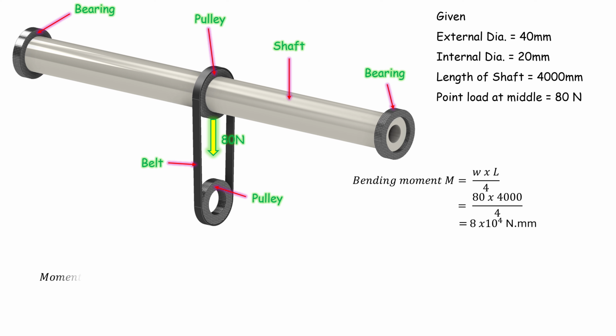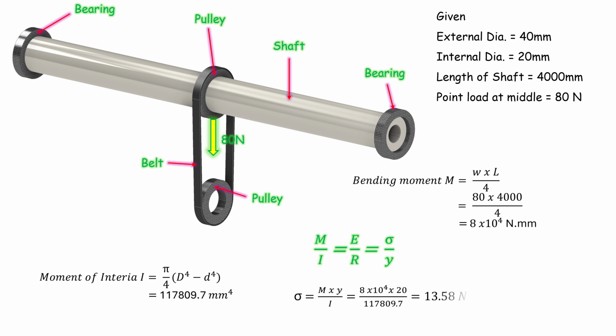Moment of inertia of a hollow shaft can be given by pi by 64 into OD raised to 4 minus ID raised to 4, which comes around 11780 millimeter raised to 4. Considering the bending equation, M divided by I equals E divided by R equals sigma divided by y. Hence, bending stress sigma equals M multiplied by y divided by I, which comes around 13.58 newton per millimeter square.